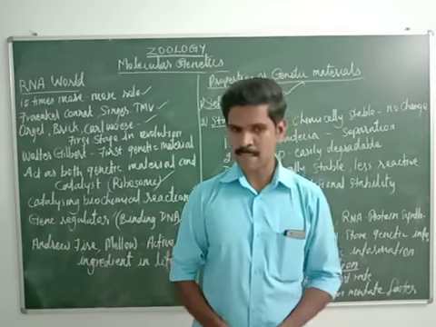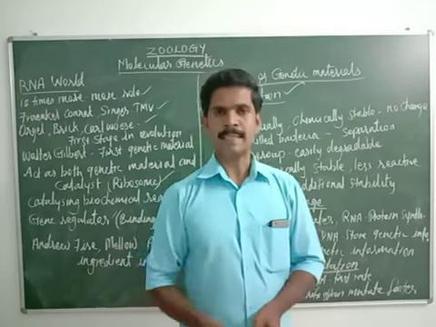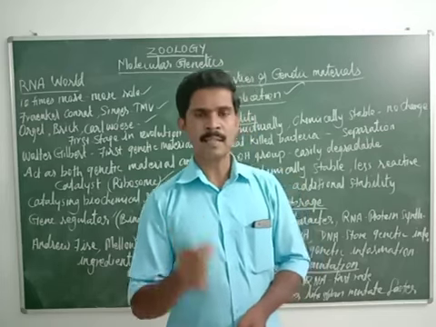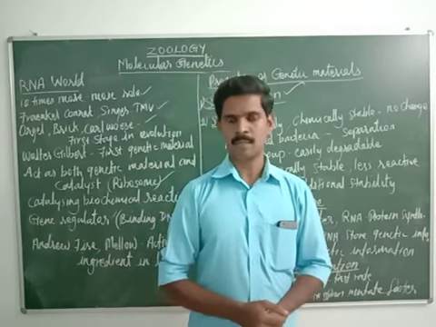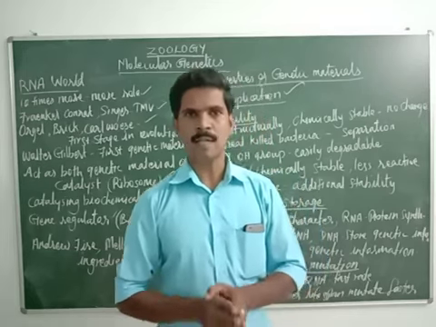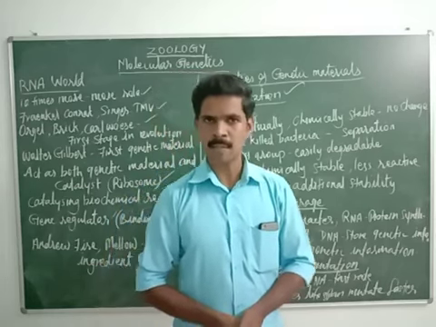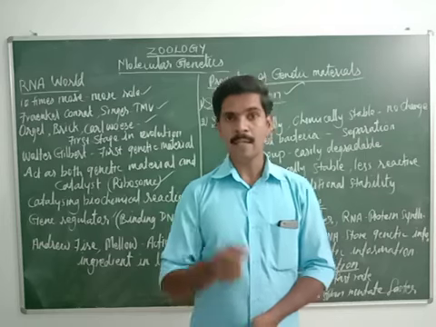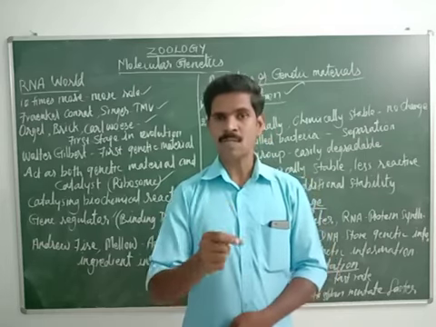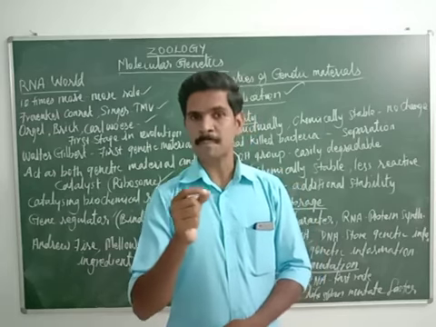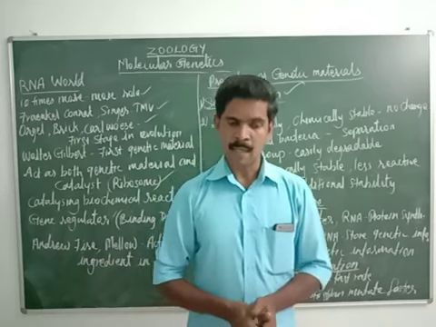Self-replication means, whether it is DNA or RNA, a genetic material should have the ability or capacity to replicate itself. This is one of the very important properties of genetic materials. When a genetic material is self-replicating, it should follow the base pair pattern, meaning base pair rules.